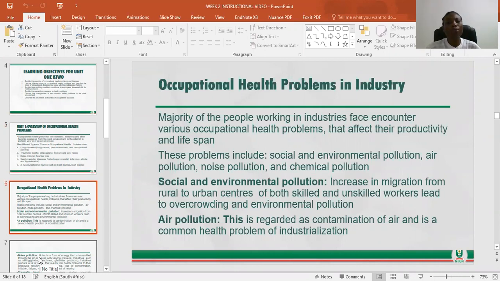If there is no question, another point I want us to discuss is occupational health problem in industry. When you say occupational health problem in industry, what do you understand by that?